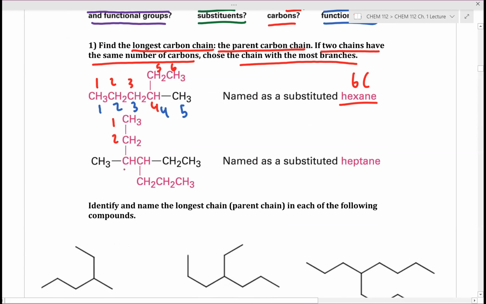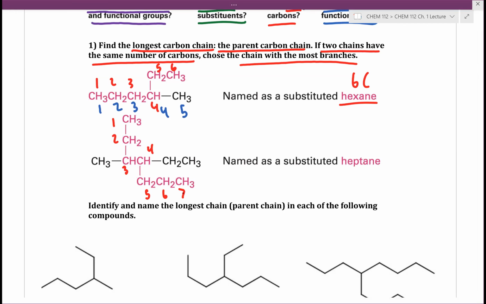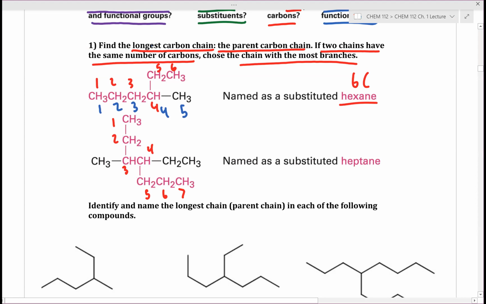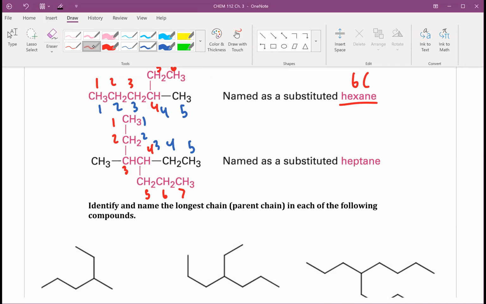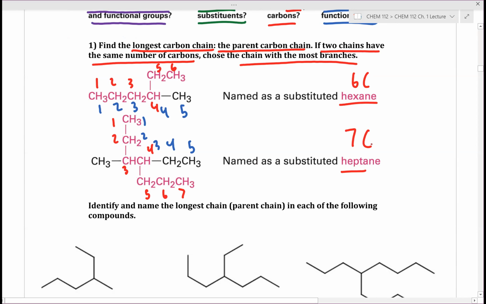Let's try another example. I'm going to try one method of counting: 1, 2, 3, 4, 5, 6, 7. Let's do another color and count in another direction: 1, 2, 3, 4, 5. That's no dice. Is there any other longer chain you can see? You may have to count across multiple different ways, but what's the most carbons contiguously connected? 7. The prefix for 7 is hept, so this is named as a substituted heptane chain, which has 7 carbons. Does that make sense? You're always looking for the longest contiguous chain of carbons.